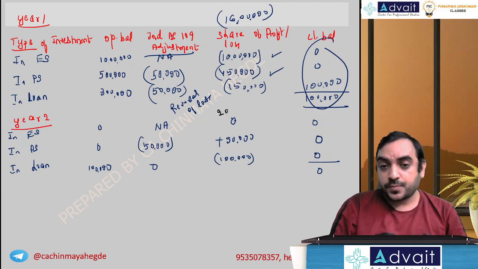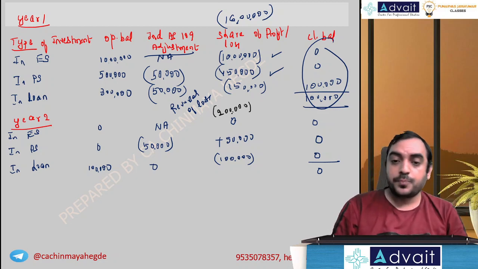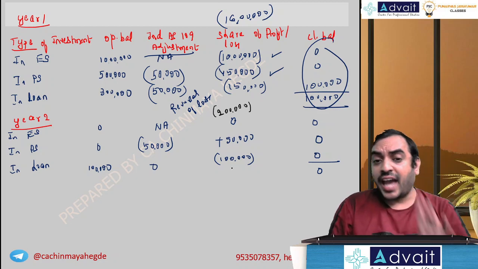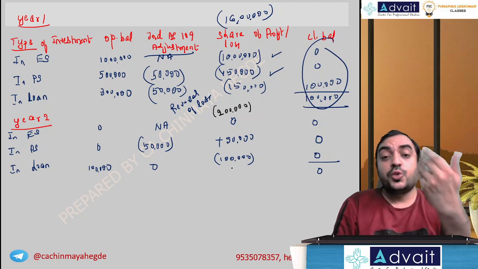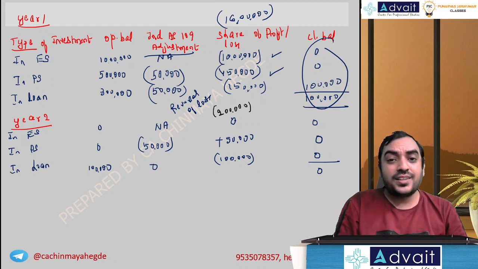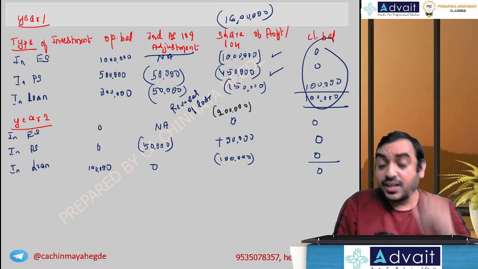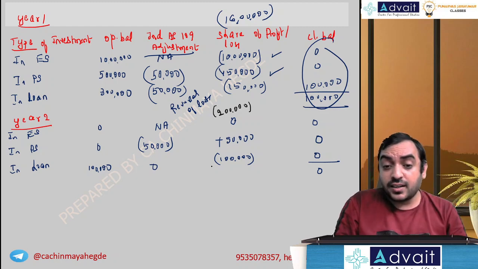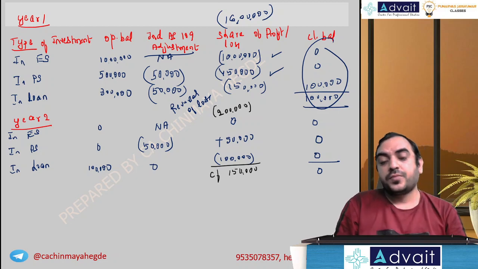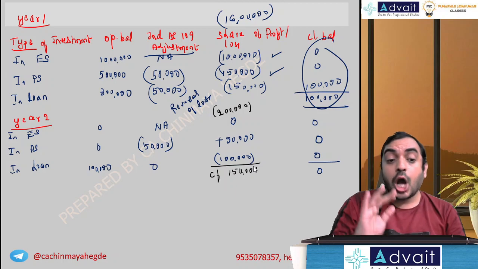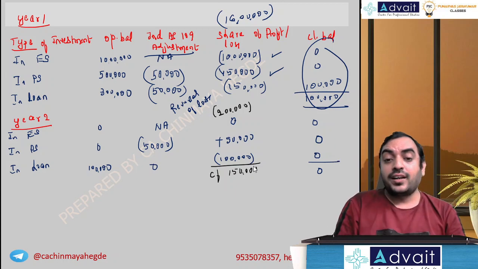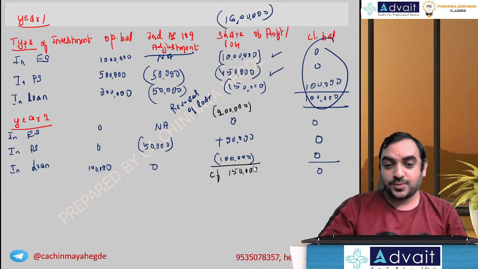2 lakh was the loss. And 1 lakh we have adjusted against a loan. So balance, how much amount is supposed to be there? Balance 1 lakh. But I will not say balance 1 lakh. Balance carried forward is 1 lakh 50,000. Loss carried forward, unrecognized loss, 1 lakh 50,000.